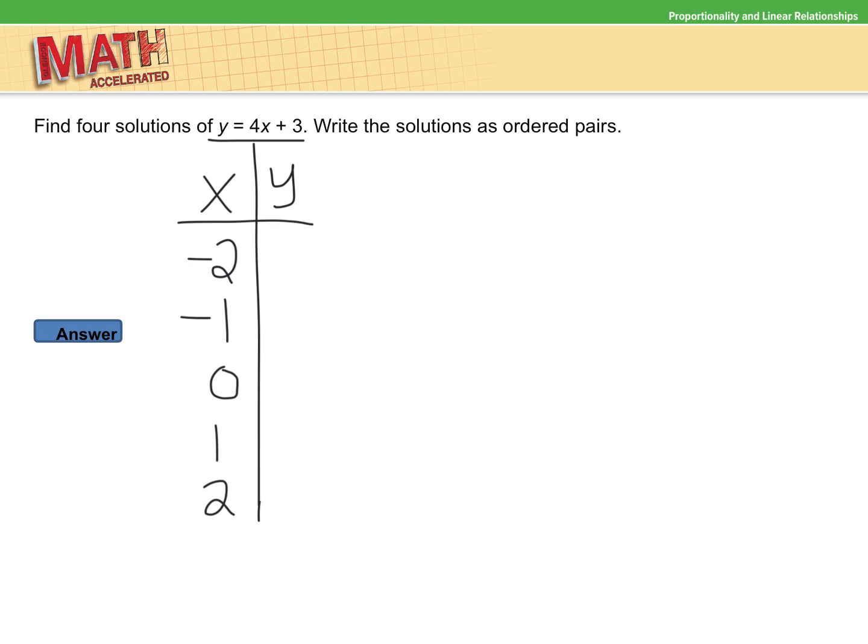So what you need to do now is, how could I rewrite this in function form? f of x equals 4x plus 3. So now remember back to Friday where we did f of negative 2. What does that mean? I plug it in for x, right? So someone tell me what I need to write.